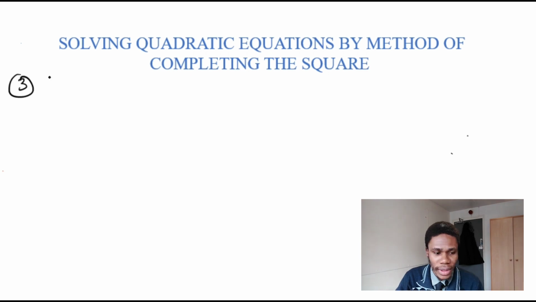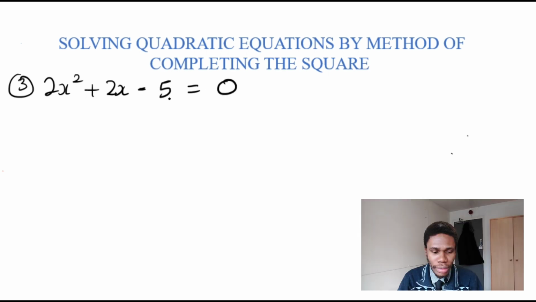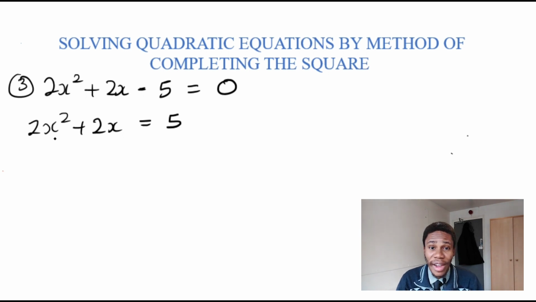Example 3. 2x squared plus 2x minus 5 equal to 0. In this example, our coefficient of x squared is what? 2. So let's do the needful by moving the constant term to the right hand side. So we have 2x squared plus 2x equals 5. Now we can factorize.